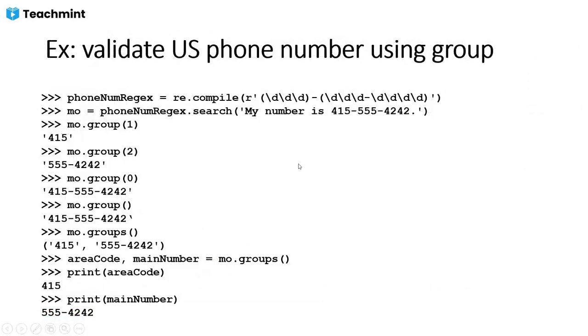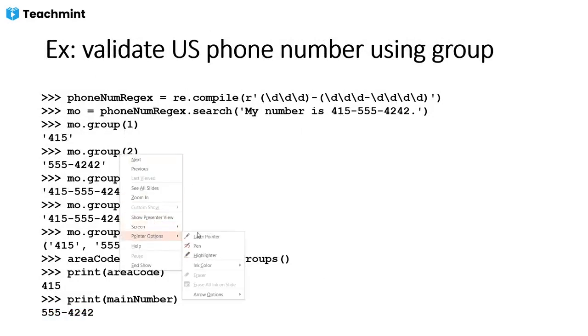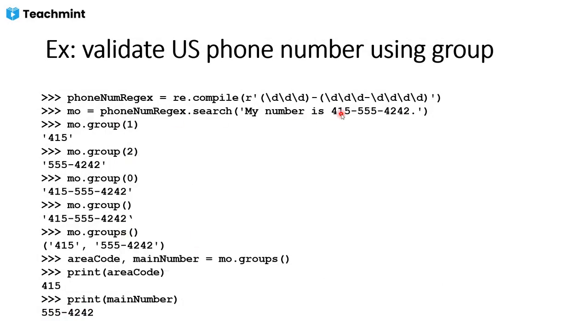Again, the same US phone number. I formed two groups. This returns the first group, 405, and 5542 to the second group. Group of 0 is the complete thing. The group function returns this input split apart: the first item, the first group, and the second item, the second group.